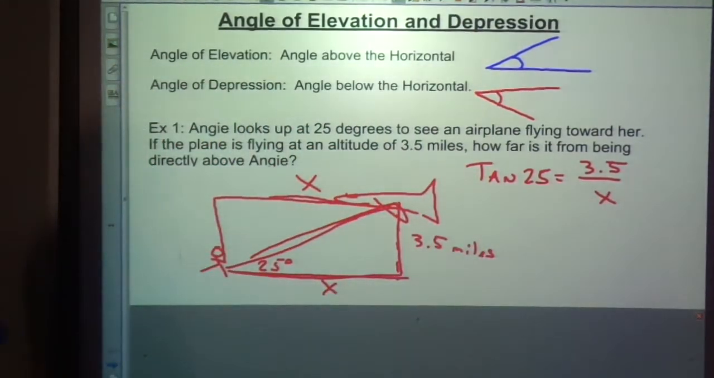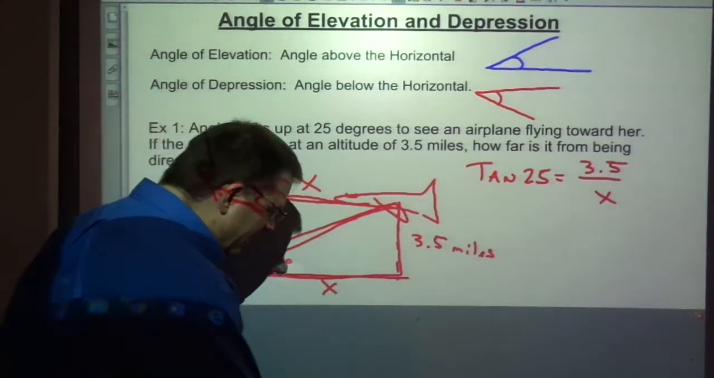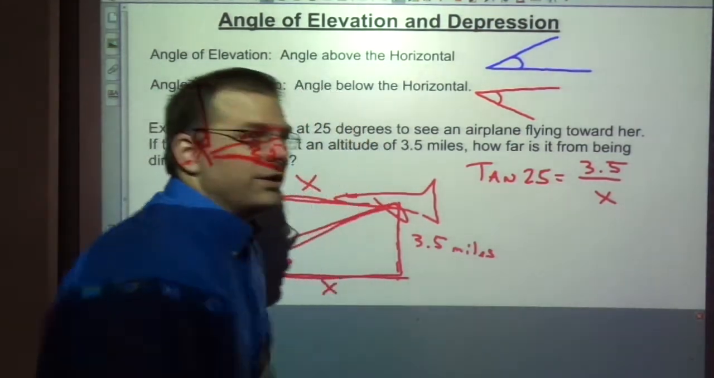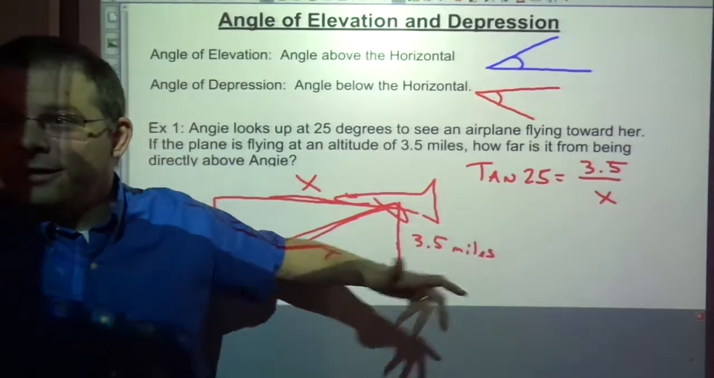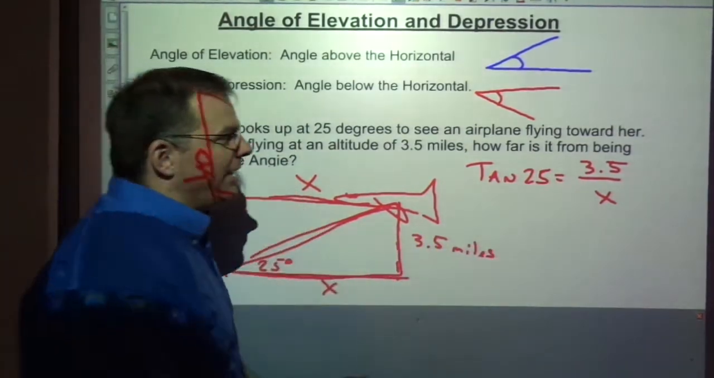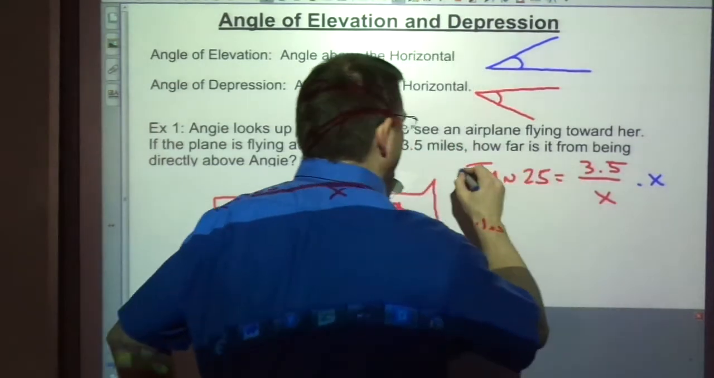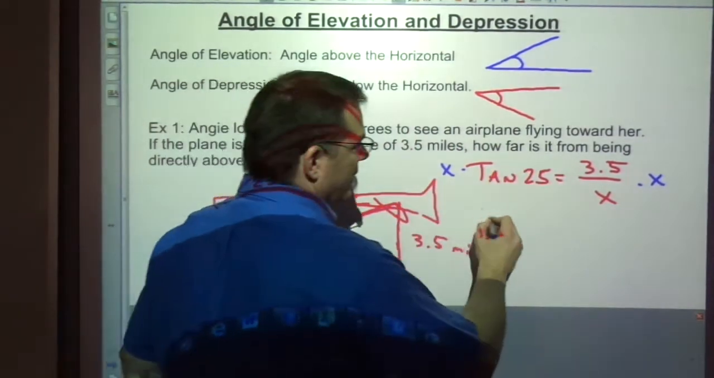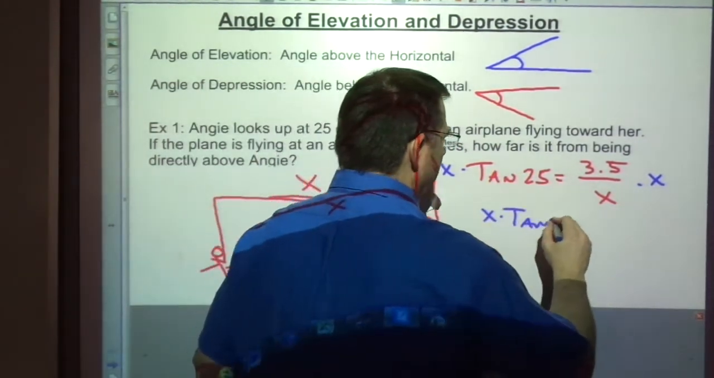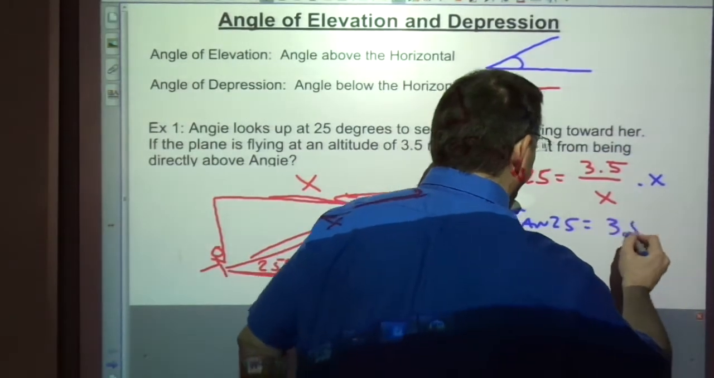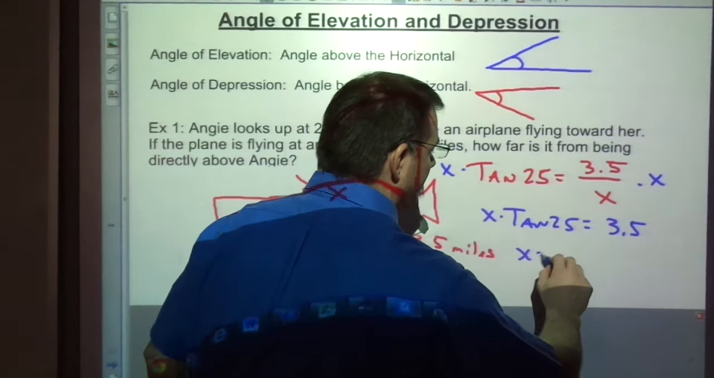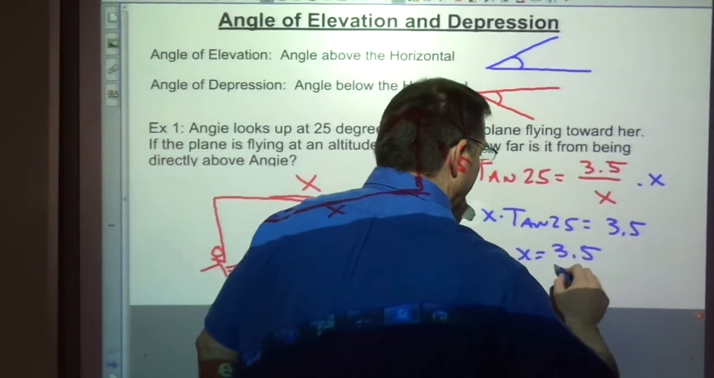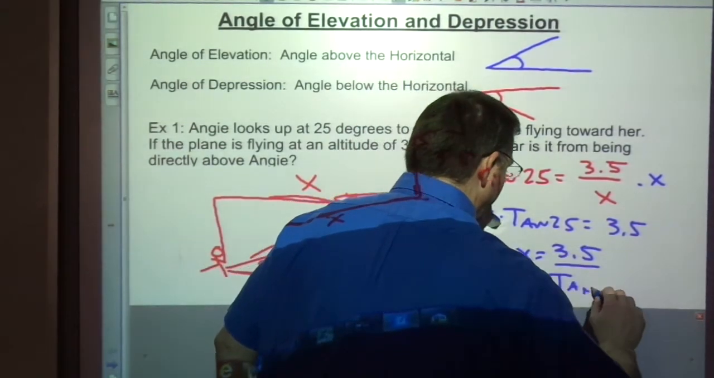Oh, this is one where the variable's in the denominator. We have learned how to deal with that, right? Who knows how to deal with that? What do you do? Multiply by x, very good. We'll go times x times x. So I've got x times tangent of 25 equals 3.5. Now to get x by itself, divide by tangent of 25. So 3.5 divided by tangent 25.